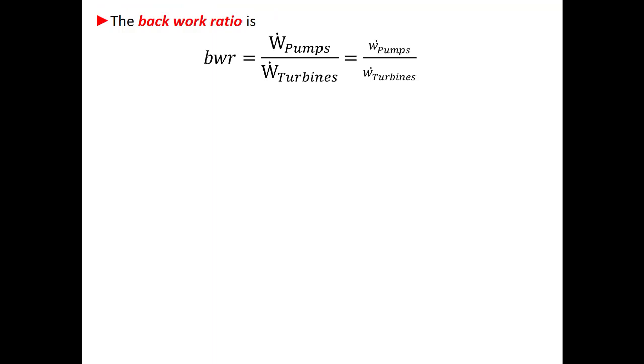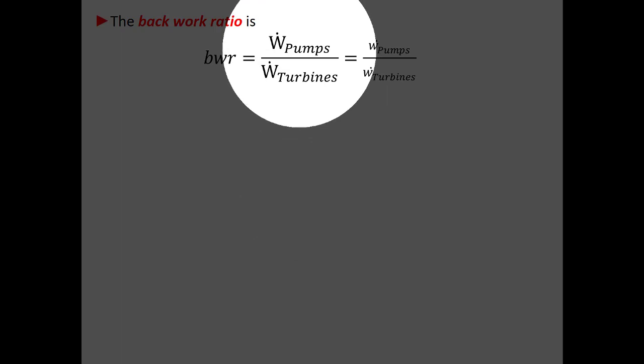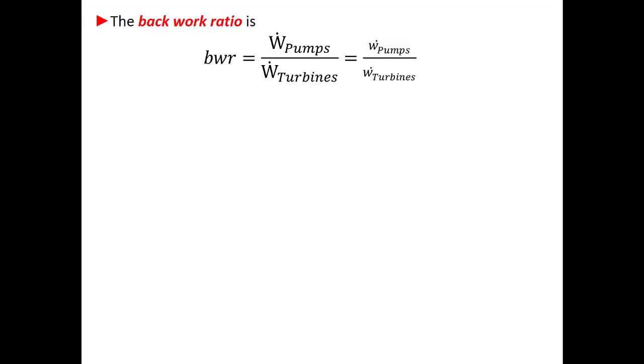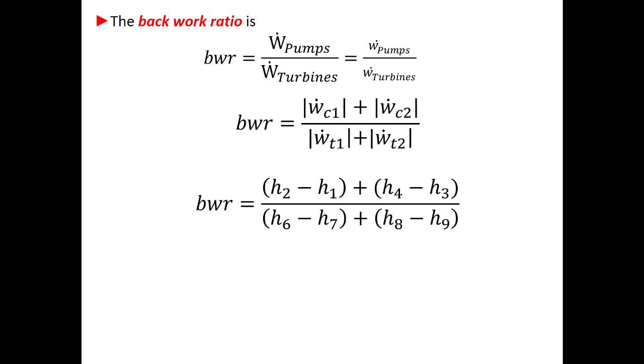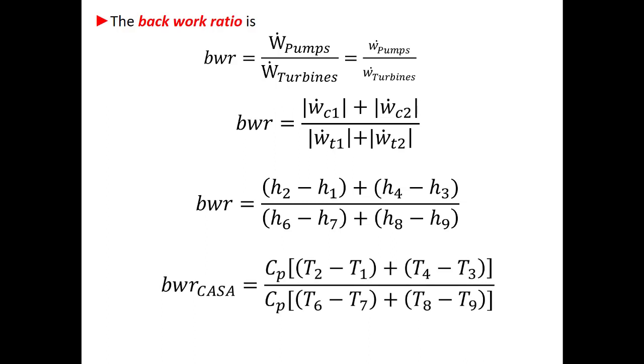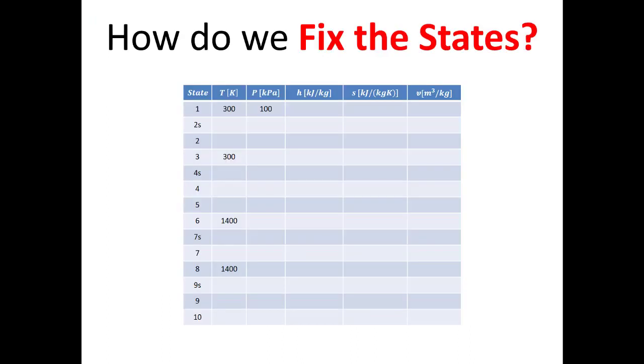Backwork ratio is going to be the sum of all the pump, or in this case, compressor powers, divided by the sum of all the turbine powers. So we get something that looks like this if we wanted to use absolute values like the textbook does. We can turn that into an expression that's only about specific enthalpies, or again, we can pull out the specific heats and get this only as a function of temperatures. So now that I've done this, we've gone through all the assumptions that I made for each component, and I have symbolic solutions for the thermal efficiency and the backwork ratio.